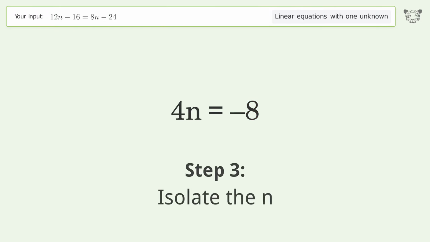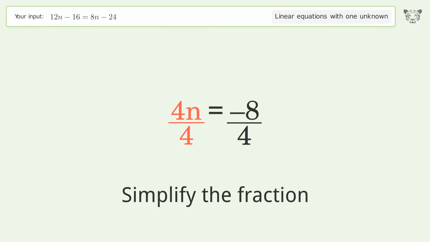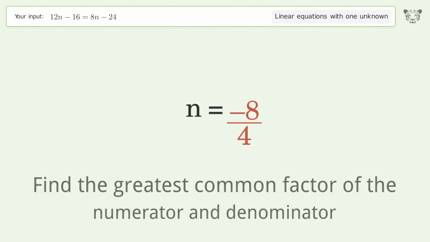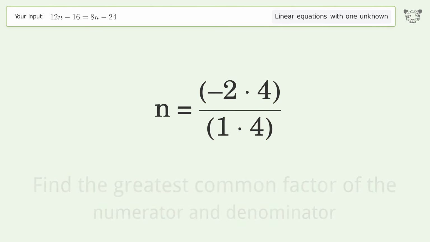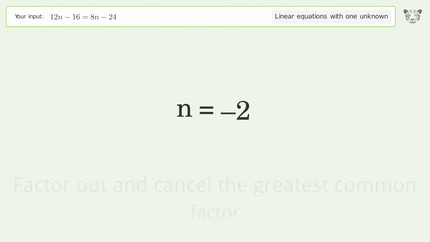Isolate the n. Divide both sides by 4. Simplify the fraction. Find the greatest common factor of the numerator and denominator. Factor out and cancel the greatest common factor. And so the final result is n equals -2.